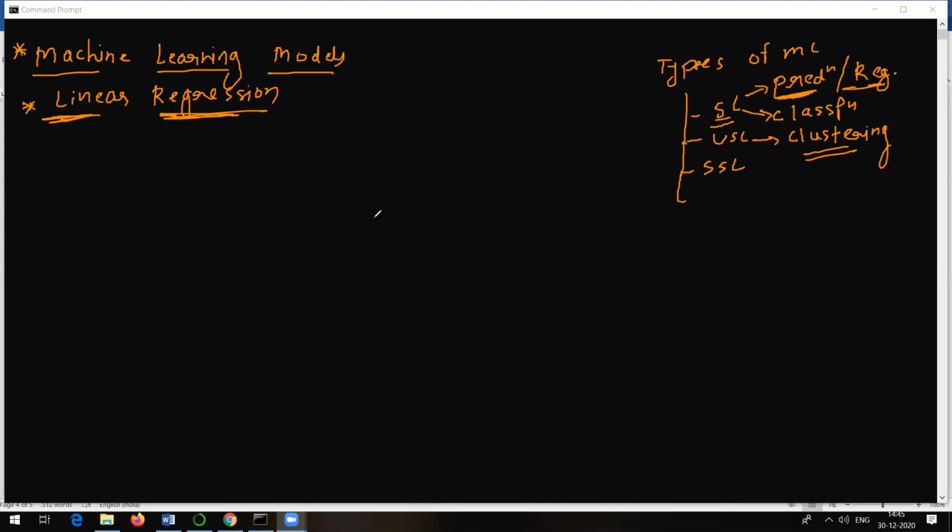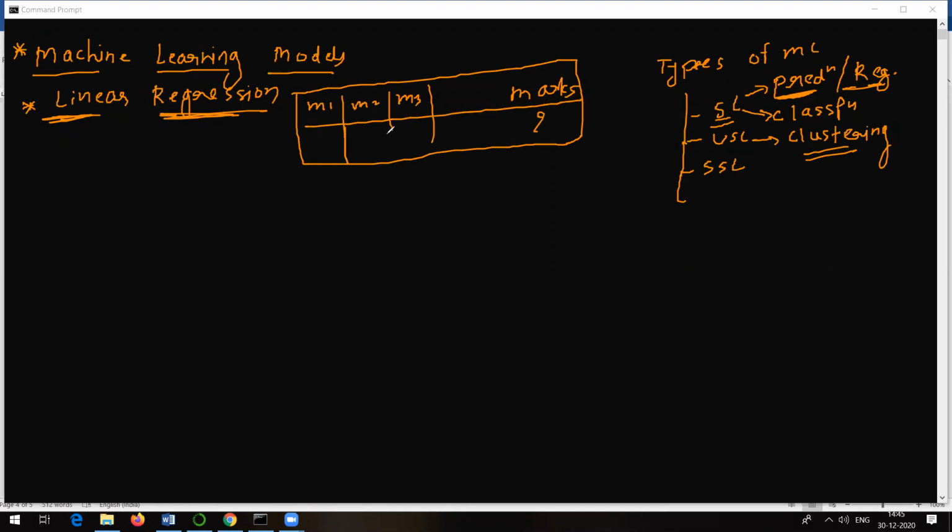For example, some client comes to you with a problem: they want to create a model which is going to predict the marks of a student, how many marks the student is going to score in his next exam based on his previous marks, maybe based on his scores in a practice exam. This kind of model you can actually create with the help of linear regression, right? So that's what we will try to do here.